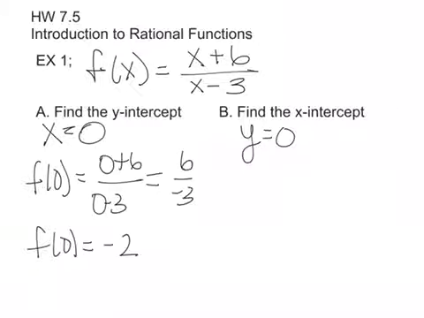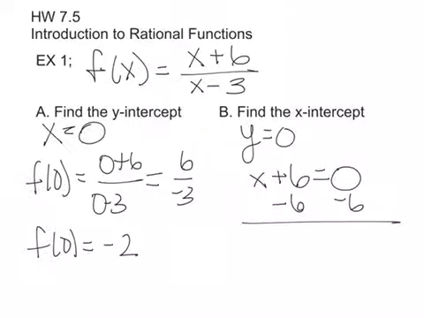So when we find the x-intercept specifically for rational functions, we are just going to set the numerator equal to 0, because again, the fraction will equal 0 when the numerator is 0. So I set x plus 6 equal to 0, and now I am isolating x, and the x-intercept is x equals negative 6.